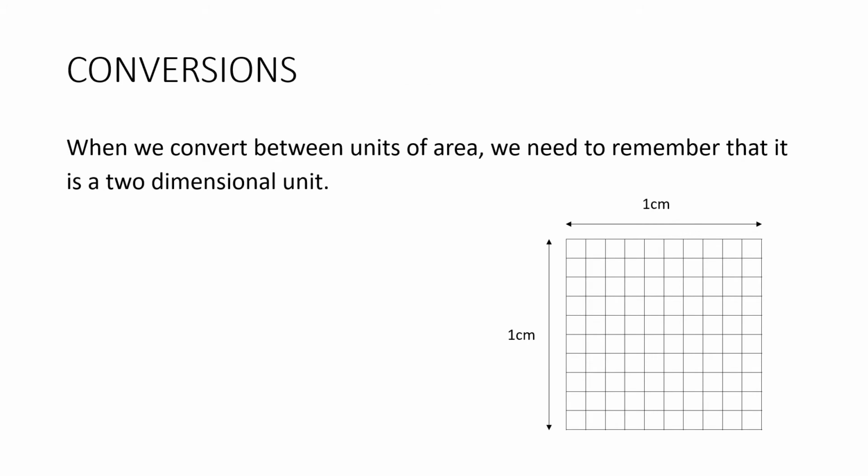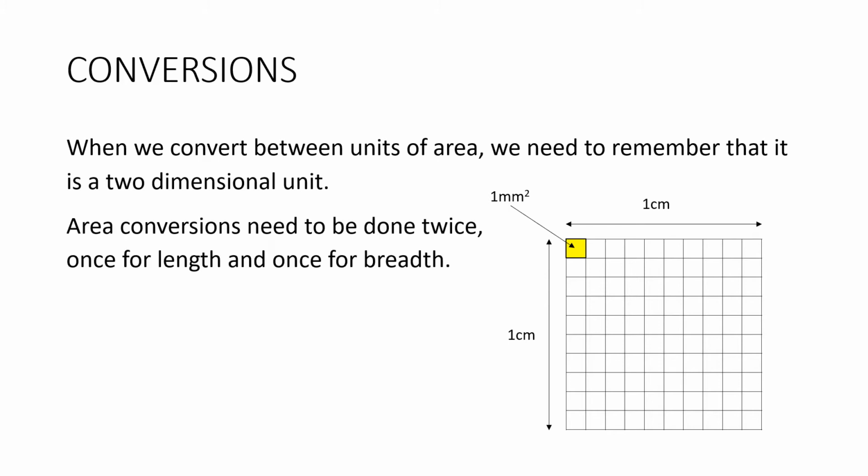Let's look at how we convert between units of area. And the key is to remember that it's a two-dimensional unit. So here I've got a diagram that represents 1 centimetre squared, and I've broken it up into millimetres. Remember, there are 10 millimetres in a centimetre. Now we can easily see that there aren't 10 millimetres squared in a centimetre squared. Can you see that? There's actually 100.